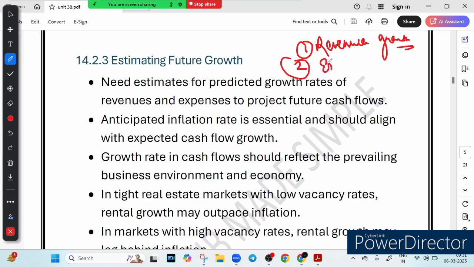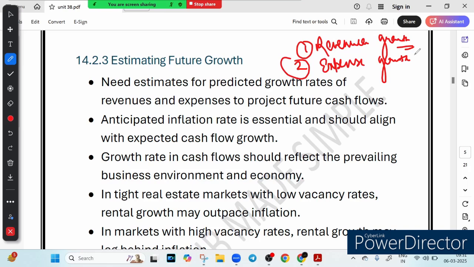And the second thing we need to look at is the expense growth. Expense growth means will cost rise faster or slower than revenue. So the trick is finding the right balance. What is the meaning of right balance? Overestimating growth can make an investment look better than it actually is, while underestimating can make a great opportunity seem weak. So we should neither overestimate nor underestimate.